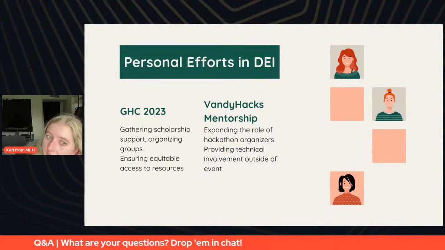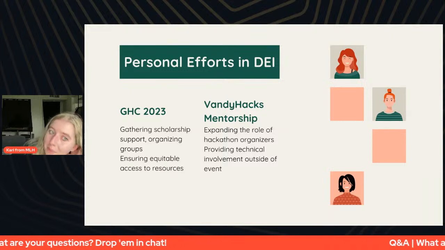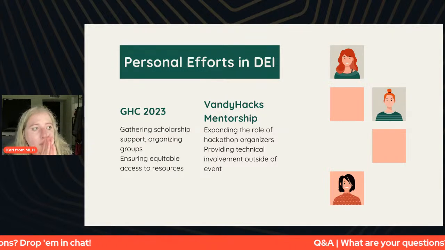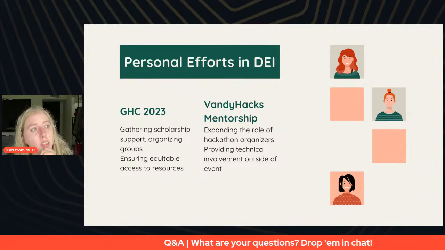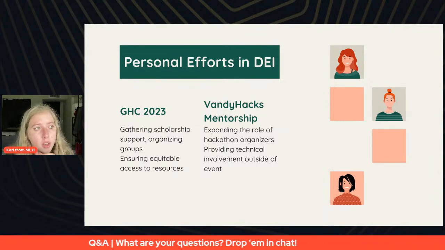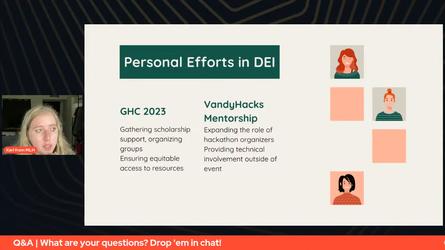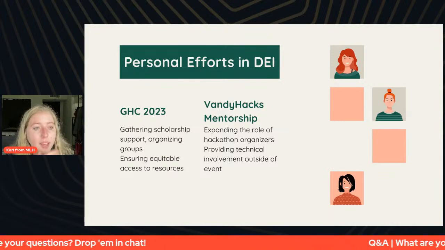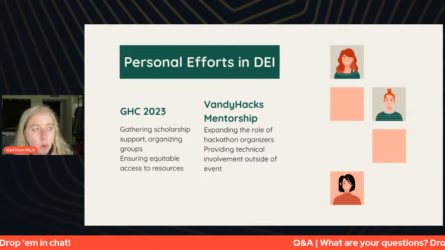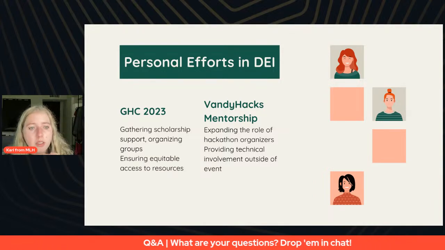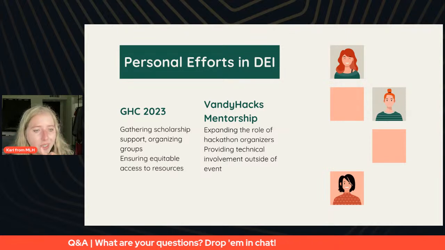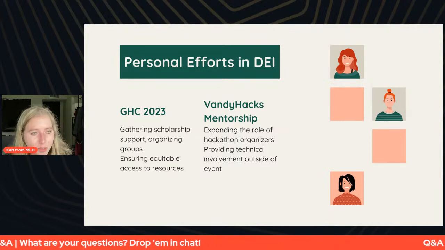All right, let's go into more stories and more things that I've done in diversity, equity, and inclusion. Yeah, we'll start off with Grace Hopper 2023, which I can talk a lot more about now. But when I first gave a version of this talk in, I think it was March or April, I had just started the recruiting process for being a Grace Hopper coordinator at my university. And that meant gathering scholarship support, organizing groups, and ensuring equitable access to resources, right?